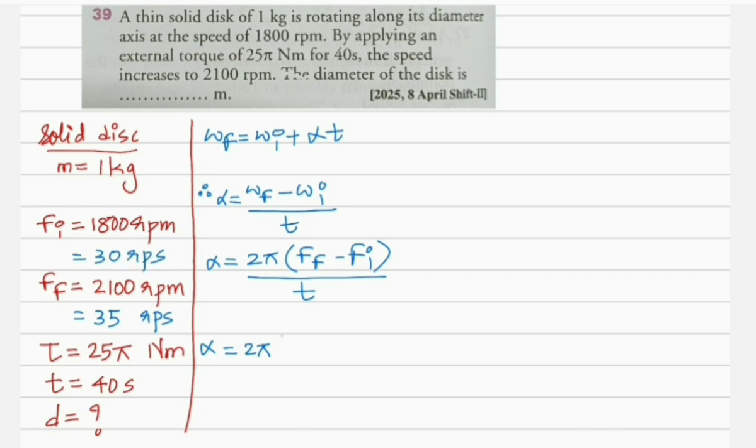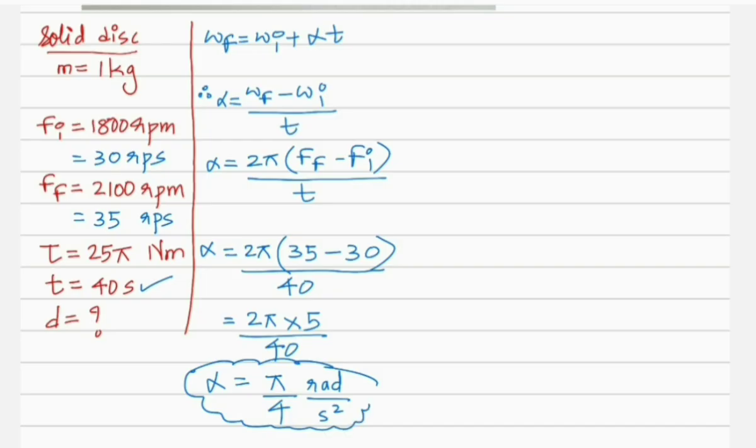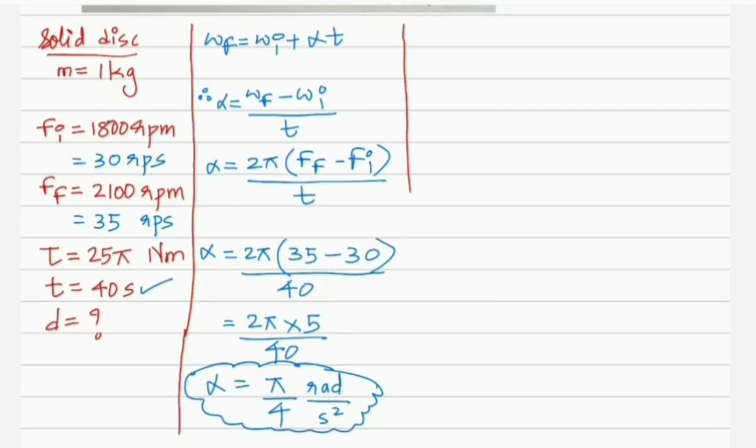Obvious. So 2 pi I took common. Final frequency, students, 35 minus initial frequency 30. Let me divide this by time. The given value of time is 40 seconds. Alright. So this will be, students, 2 pi multiplied by 5 divided by 40. So 10 into 4 is 40. So this will give you pi by 4, students. So alpha is pi by 4 radian per second square. Getting this, students? Angular acceleration alpha is pi by 4 radian per second square. Okay, getting this my students?